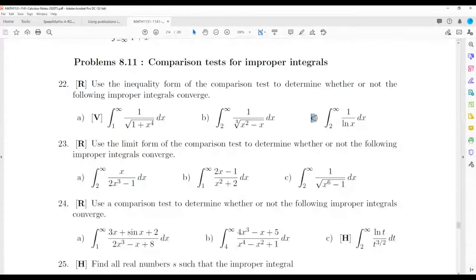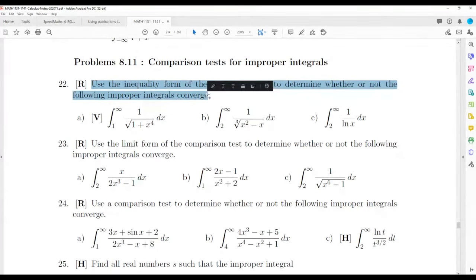And I thought we could do question 22, part C. So that one there. Okay. So the idea is to use an inequality to determine whether these improper integrals converge or diverge, right?